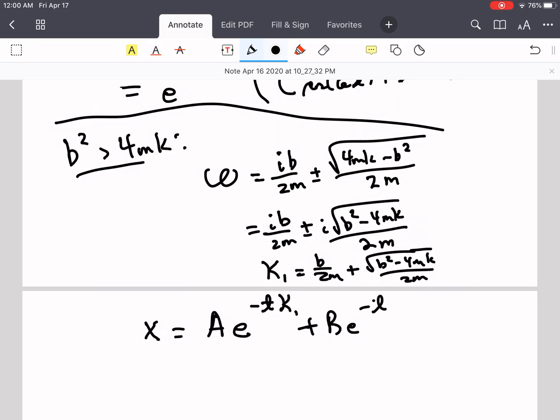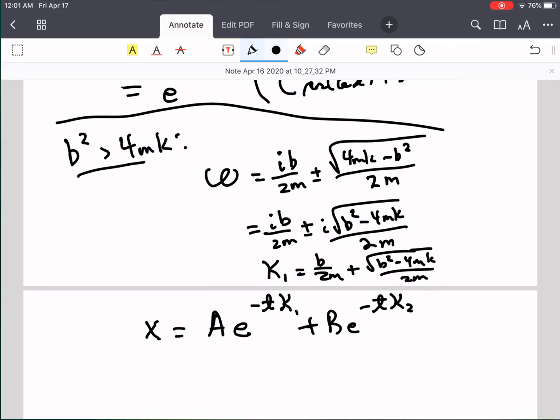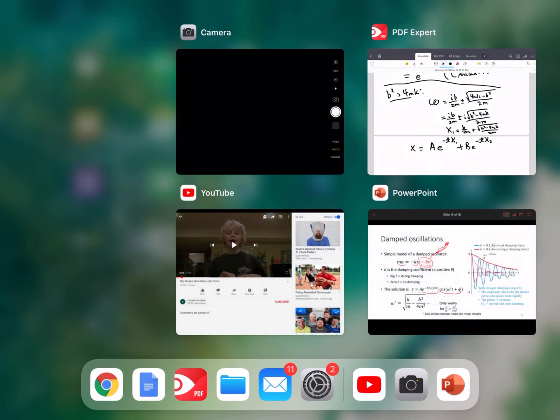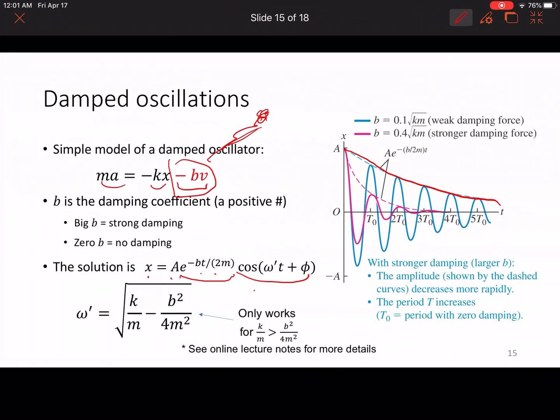In other words, instead of having decaying oscillations, I simply have exponentials. I add up two exponentials. So just a little bit of terminology, certainly beyond the scope of this class, but just for those who are interested, what we've drawn here, where b squared is less than 4mk, that's what's called underdamped oscillations.